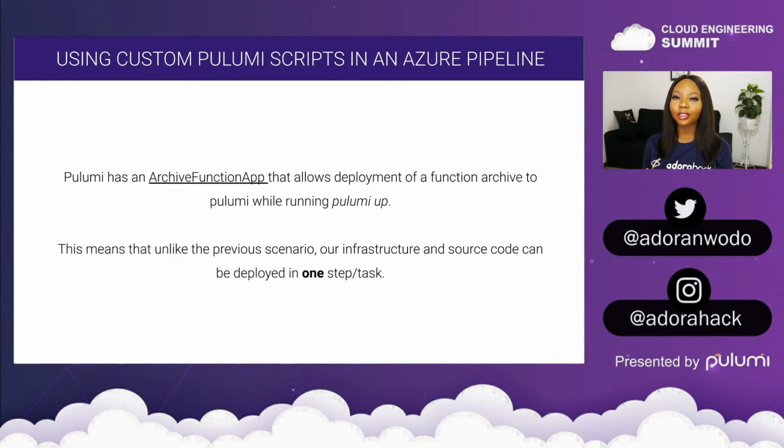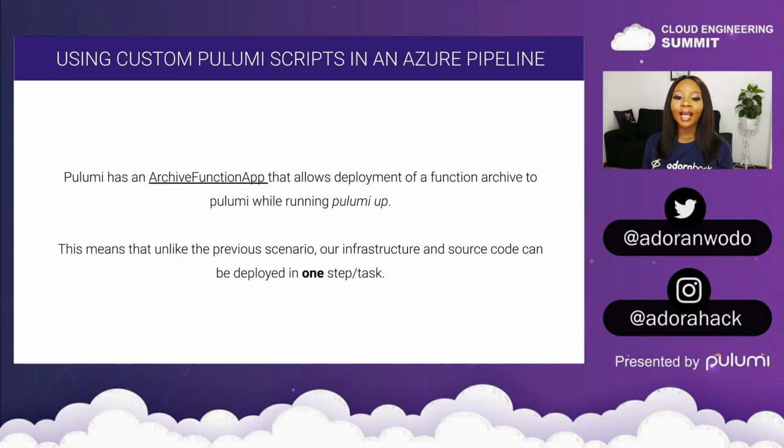So as opposed to just creating an Azure function app, creating that resource, if you use an archive function app and you specify the path to a deployment archive to an actual function, it would also deploy that function for you in one step. So you don't have to do too much.